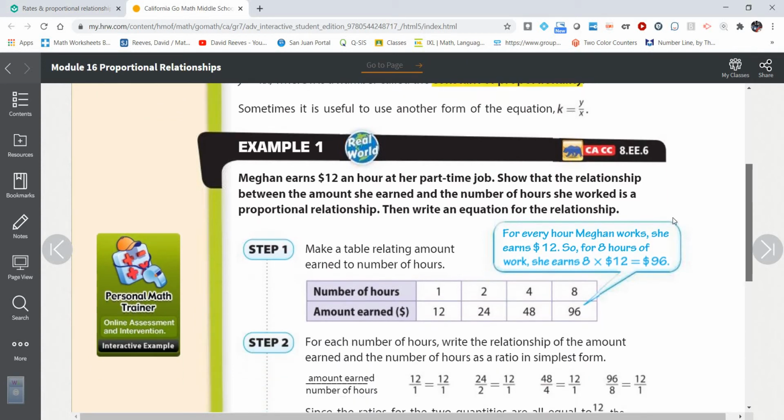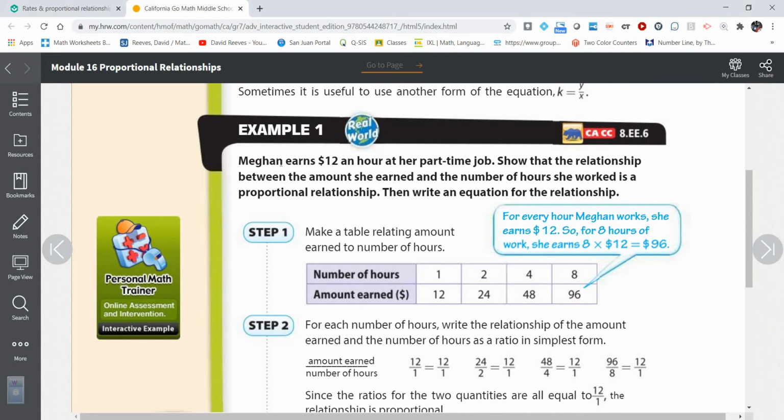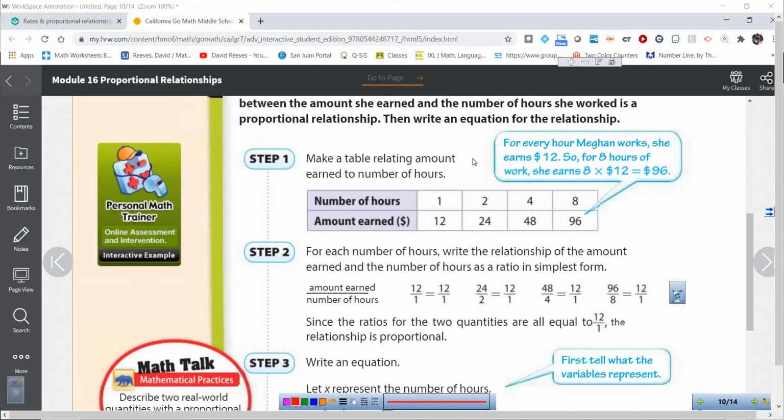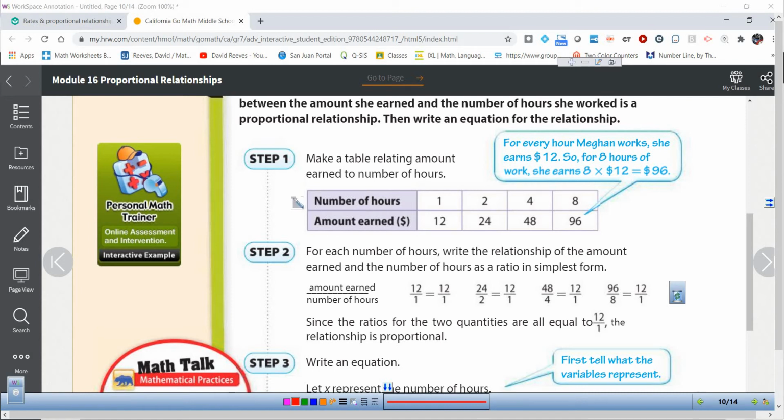So if you take a look here at the example in a book, it says Megan earns $12 an hour at her part-time job. Show that the relationship between the amount she earned and the number of hours she works is a proportional relationship. All right, so if you take a look at this table, we have the hours on the top and we have the amount earned on the bottom. So if I was going to go ahead and label these, I could call the number of hours x and the amount earned y, right?